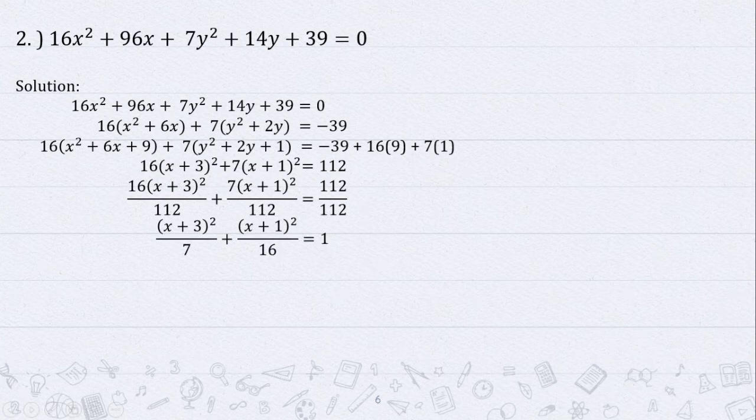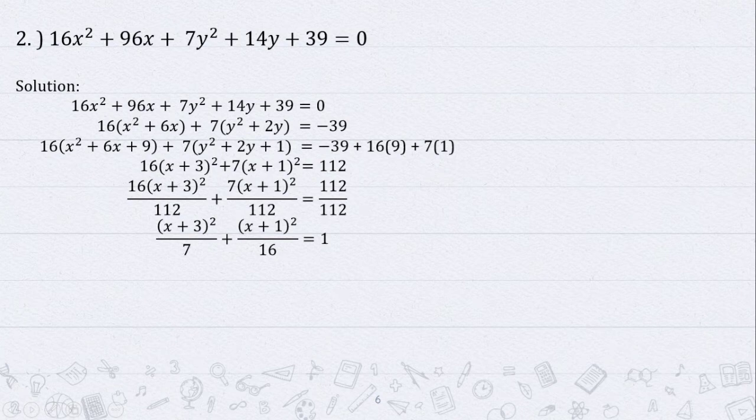So we have here 1 on our right side. Also remember that our numerators should only be the squared binomials. Therefore, we have to eliminate 16 in our first term and 7 in our second term. To do that, in the first term, we have to divide the numerator and the denominator by 16.